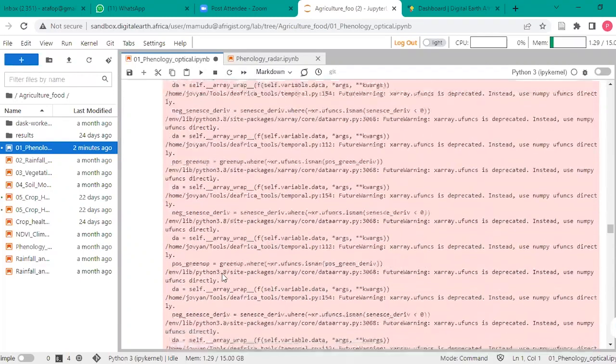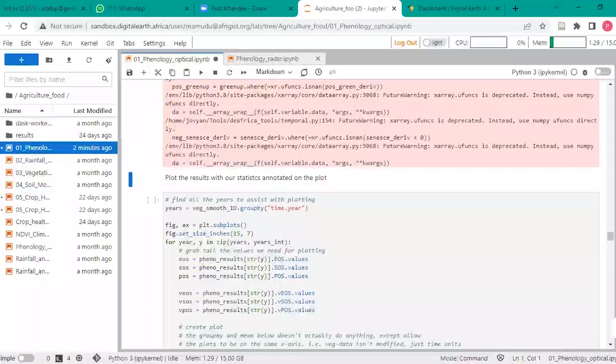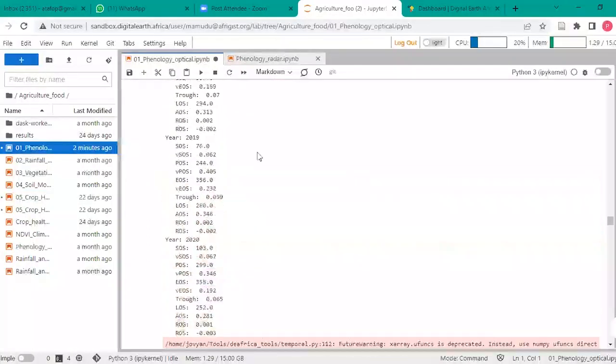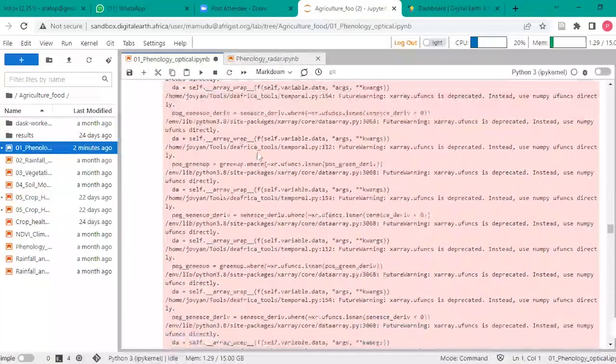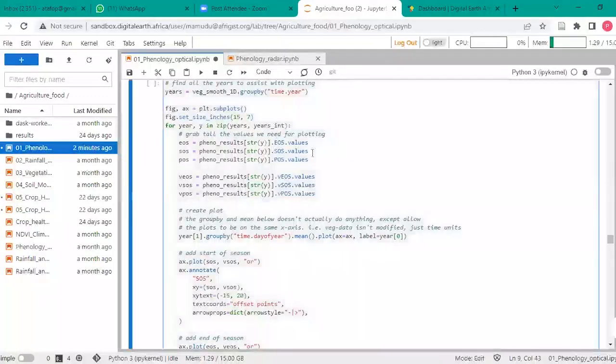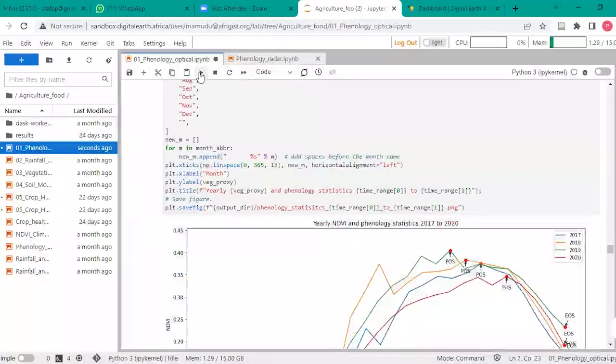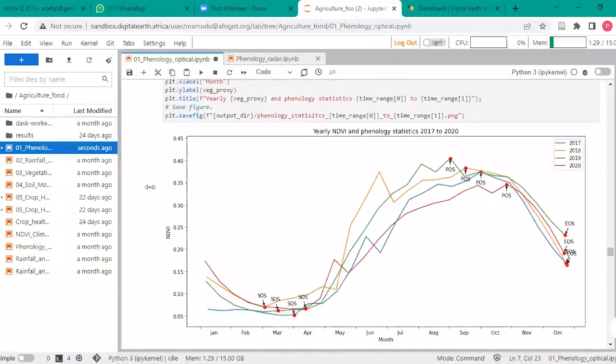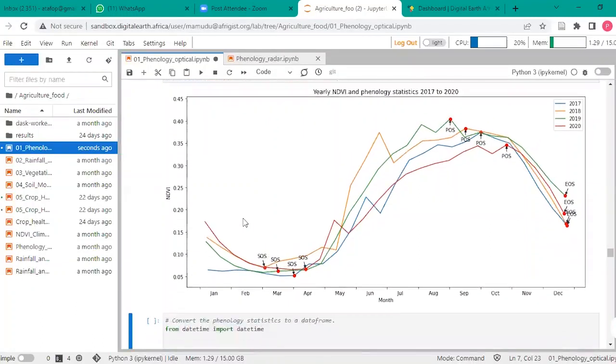So moving on, we need to plot this in a graph. For now, we're only just seeing it as a list of data sets, but plotting it in a graph makes it more clear. So this set of code is going to plot the phenology for each of these years in a line graph. So we'll run that. Right, so this is the phenology for our study area in the year 2017, 2018, 2019, and 2020.